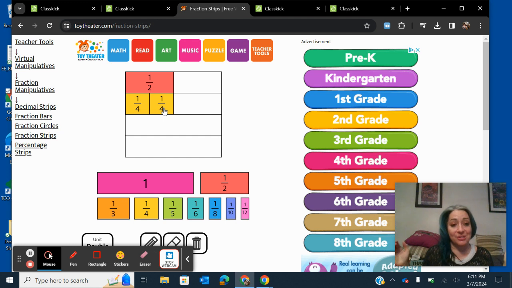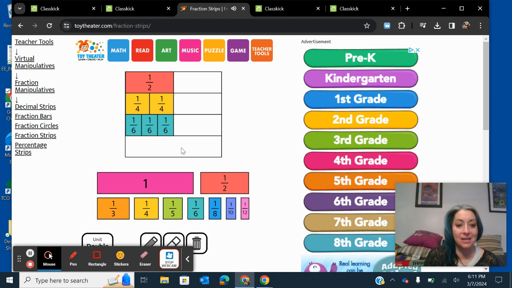But wait, there's more. Want to see if it's equivalent to something else? Spoiler alert, it is. Let's try fifths. We're looking for it to be exactly the same. No, fifths aren't going to work. All right, let's put those away. Let's try sixths. Let's see if those work. Not the same size as 1/6. Not the same size as 2/6, but wait a minute. It is the same size as 3/6.